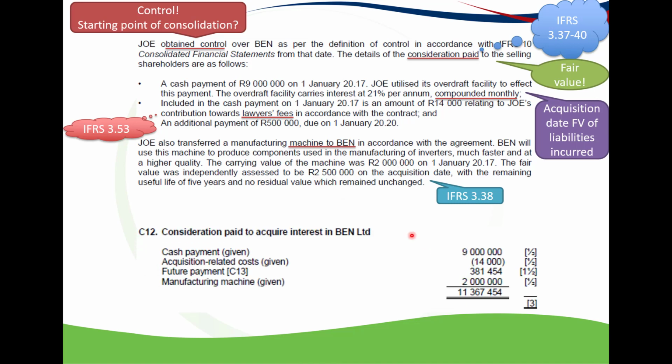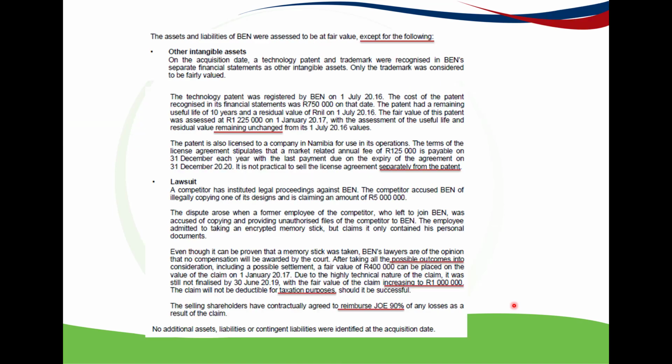So now it will be very easy and quick to calculate the consideration paid. There's our cash payment, less the acquisition related costs, our present value of our future payment, and then the manufacturing machine at its carrying amount. And we're on our way with 3 out of 100 marks.